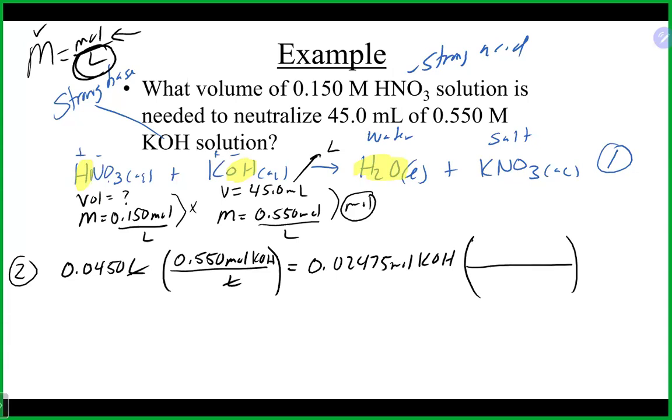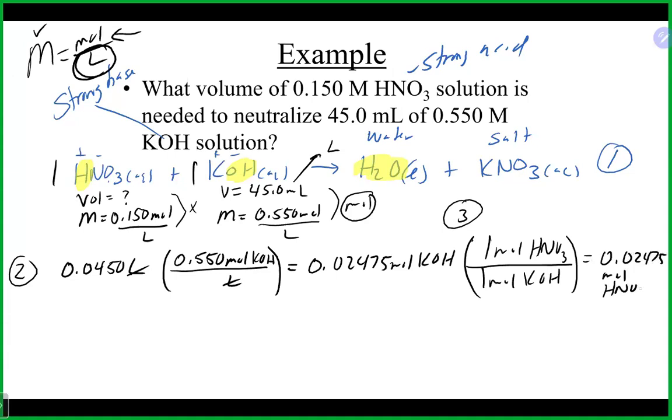So we're going to go to the equation. We're going to do a one-to-one relationship between these two. And 1 mole of KOH is 1 mole of nitric acid. And that would be step number 3 there. And that's going to give us 0.02475 moles of the nitric acid. And that stoichiometry step allows me now to check off up here that now I have the moles of my nitric acid. And now I have really everything I need to answer the question of how much volume.